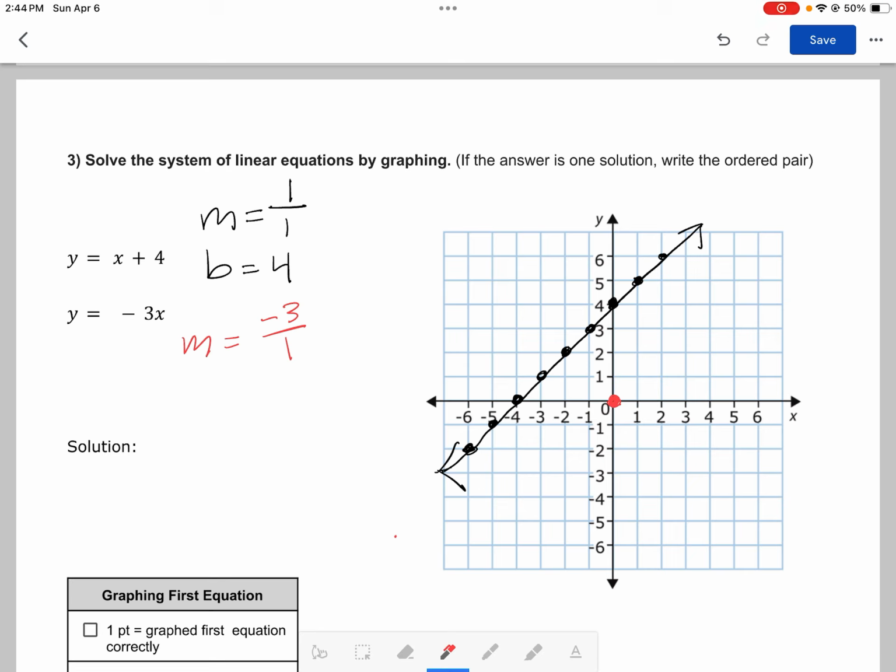And so when I graph that, I'm going to go down 1, 2, 3, and to the right 1. Down 1, 2, 3 to the right 1. And I'm going to do the opposite from the origin. I'm going to count up 1, 2, 3 to the left 1. And I can already see, I know Mr. Wood cannot draw a straight line to save his life, but I see where these cross. That ordered pair is negative 1, positive 3. So my solution here is negative 1 and positive 3.